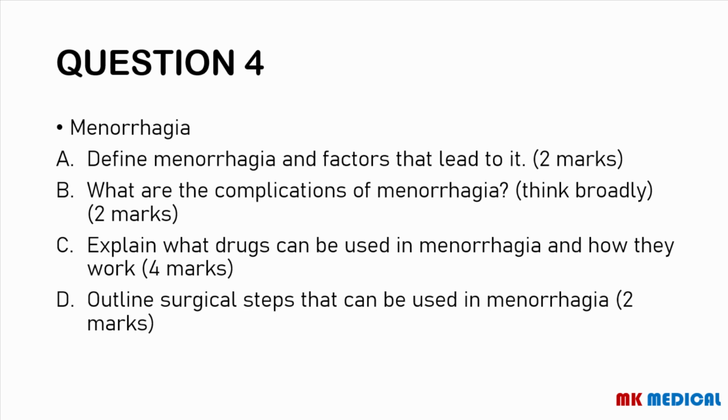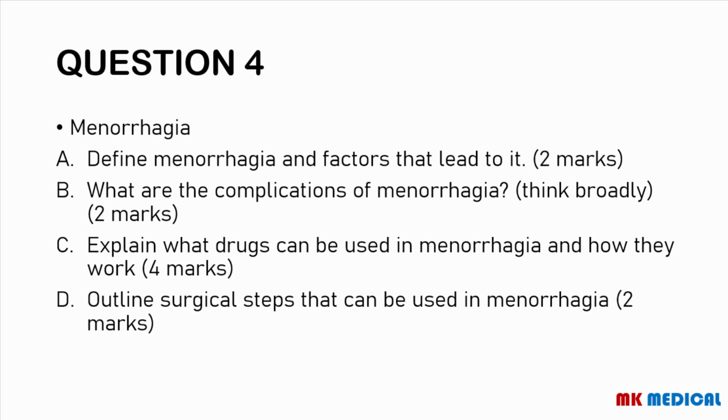So the next question is about menorrhagia. So define menorrhagia and factors that lead to it. So remember that menorrhagia is pretty much prolonged or excessive bleeding occurring at regular intervals. Okay, so you can also refer to it as hypermenorrhea. So what do I mean by prolonged? It's lasting greater than 7 days. Excessive meaning it's more than 80 mils.